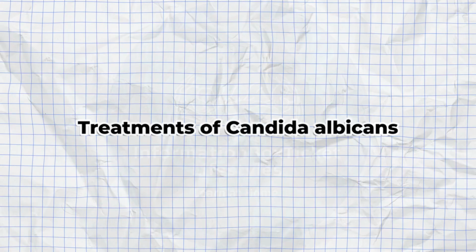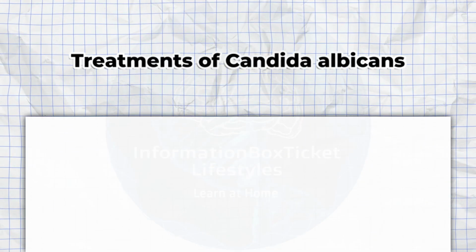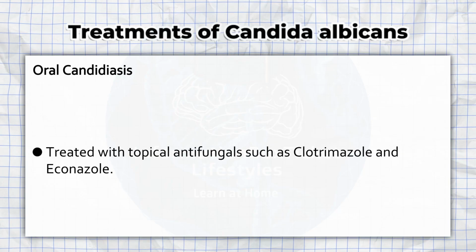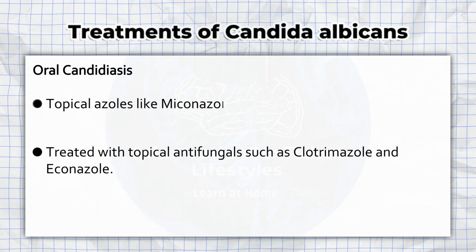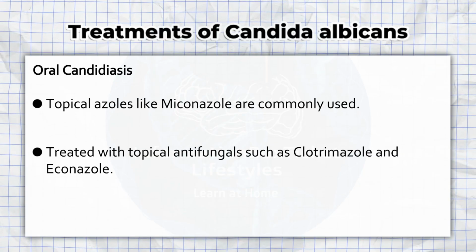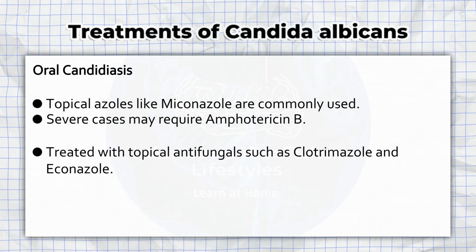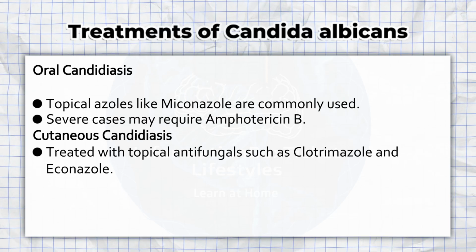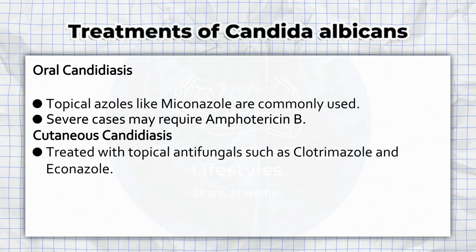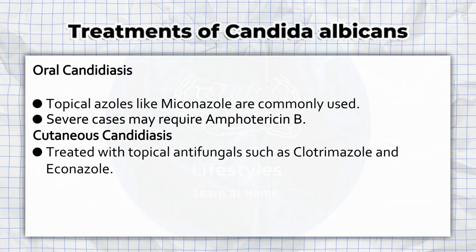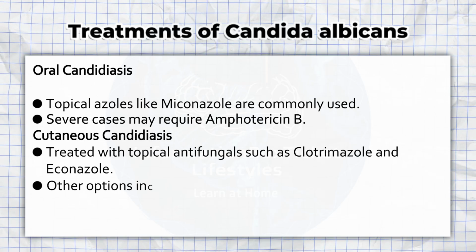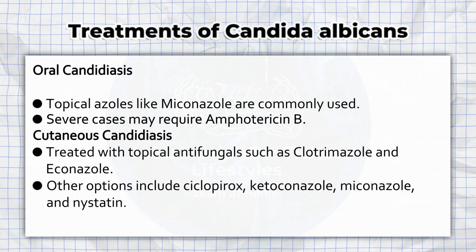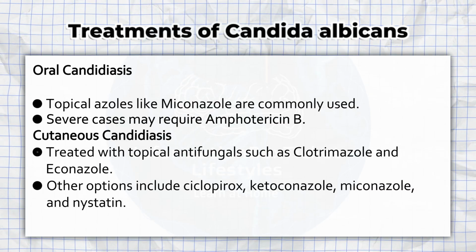Treatments of Candida albicans. Oral candidiasis is treated with antifungal agents such as nystatin. Topical azoles like miconazole are commonly used. Severe cases may require amphotericin B. Cutaneous candidiasis is treated with topical antifungals such as clotrimazole and econazole. Other options include ciclopirox, ketoconazole, miconazole, and nystatin.